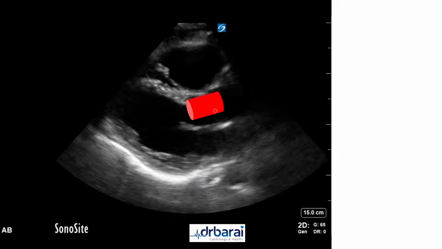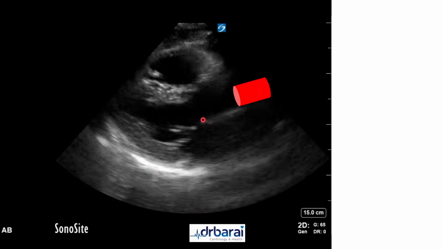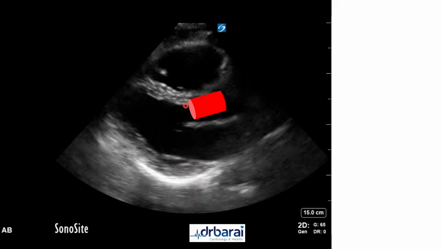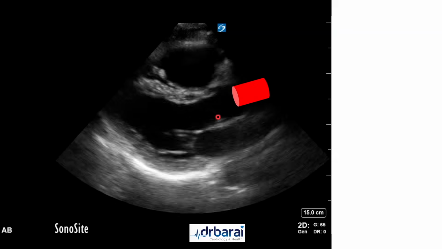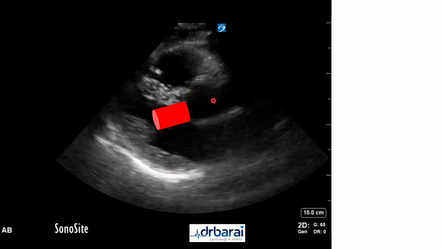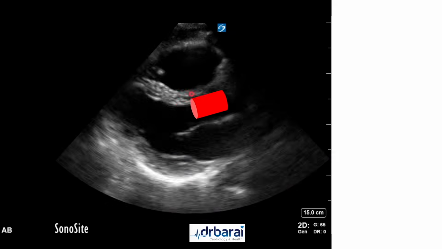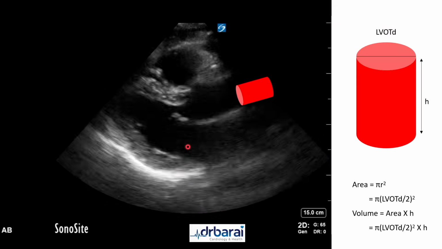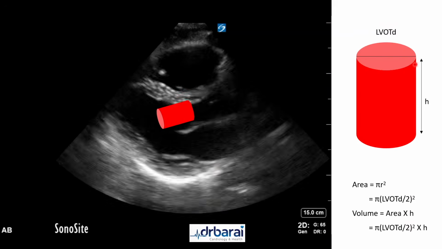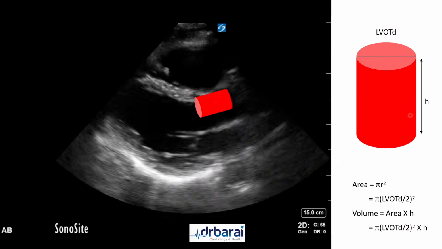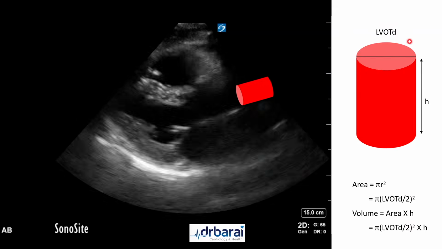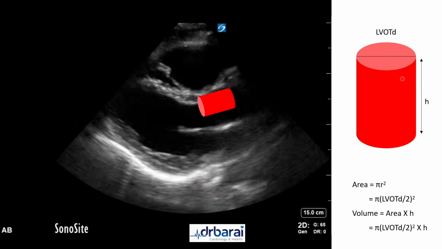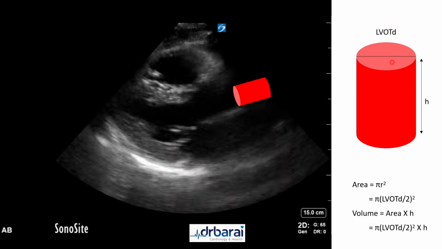So if this is the cylinder, it has got two dimensions. One is that it has got a height or length of the cylinder, that is the VTI, LVOT VTI, and the area of the cylinder. So let's illustrate here on the side of the slide. So this is our cylinder. As you can see, the VTI or the height of the cylinder is here, and the area of the cylinder is calculated by some calculations that I am going to show you now.